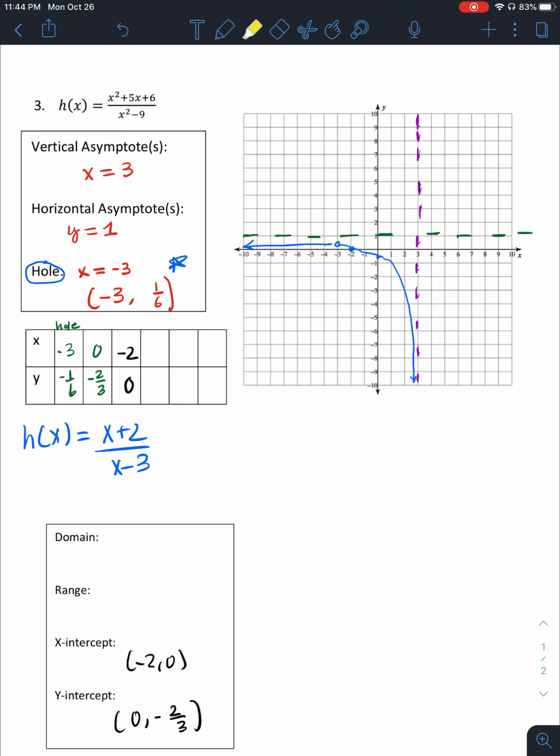And I'm going to highlight this part. And remember, this is called your hole. So you just kind of symbolize what it is, just to make sure that we know it's a hole there. So we are not done yet, because we still need to graph the right side of our graph. Depending on how many vertical asymptotes you have, that's how many graphs you're going to have.